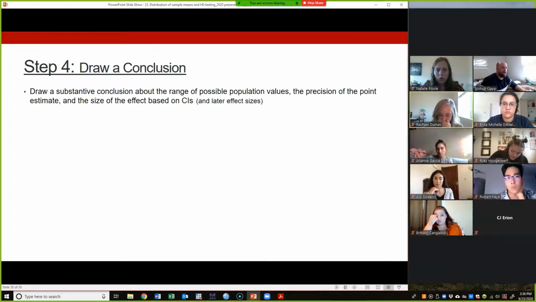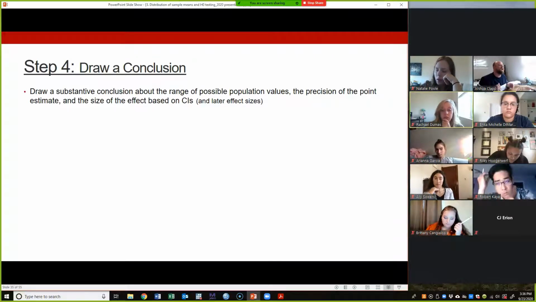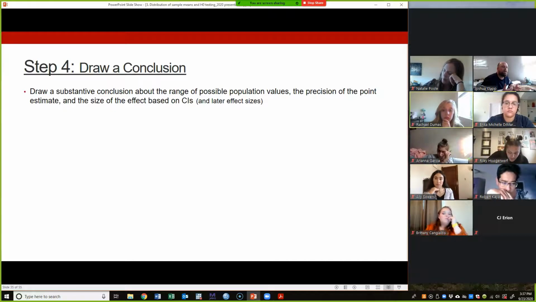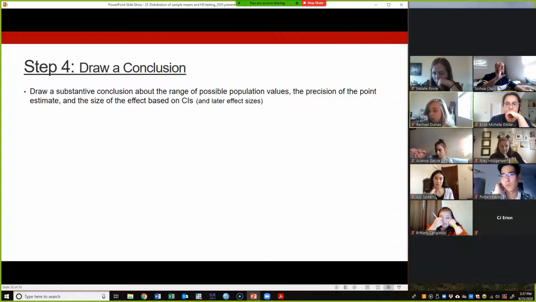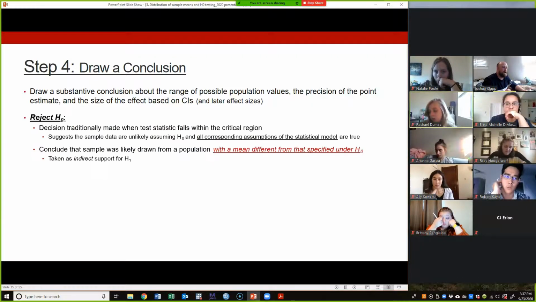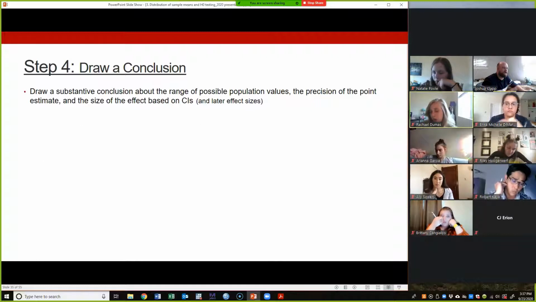All right. So we've gone through and done our tests. Then what we need to do is draw a conclusion. What we want to do if we're doing good, critical work is draw some conclusion about the range of possible values, the precision of my estimate, and the size of the effect based on my confidence intervals. We're eventually going to talk about effect sizes and integrate those into our interpretations. We're not there yet, but we'll get there eventually.